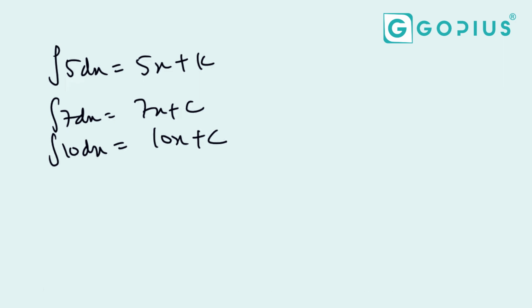If you integrate a variable x, so the integral of x dx, it means add 1 to the power of x there, which is 1, so you have 2. So that will give us x squared over 2 plus c. This is how we integrate.